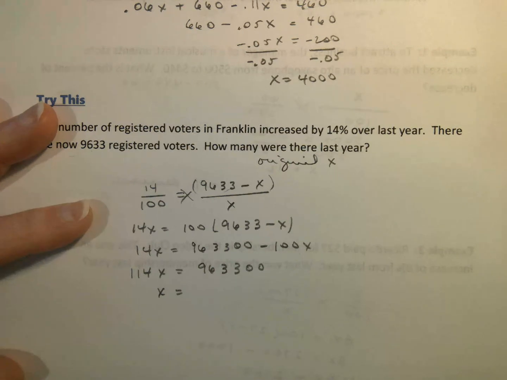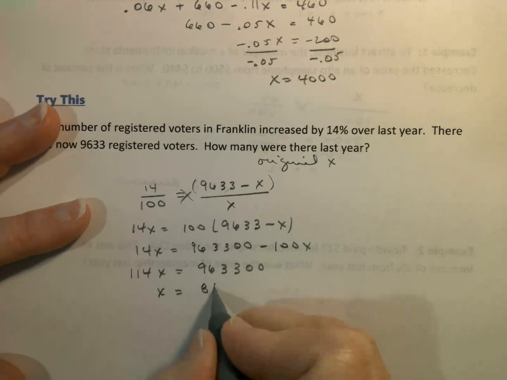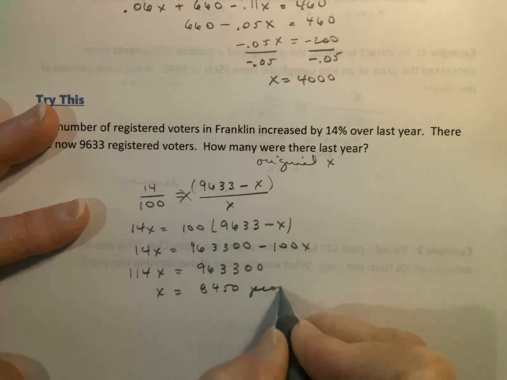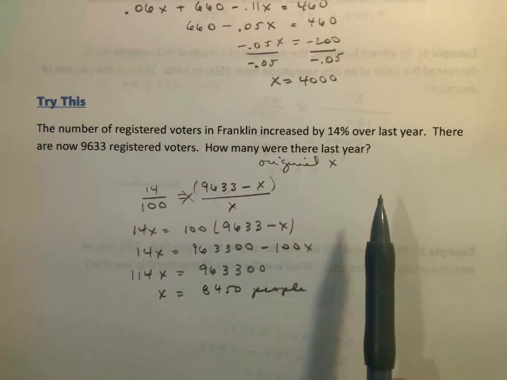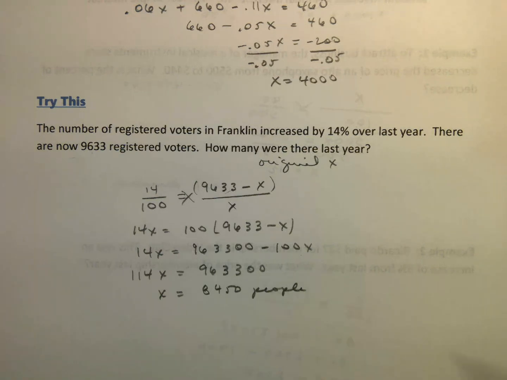And it helps if you're pushing the right buttons. 963300 divided by 114 equals, oh, look at that, 8,450 people. So last year there were 8,450 people registered to vote in Franklin, and it increased by 14%. And this year there's 9,633.